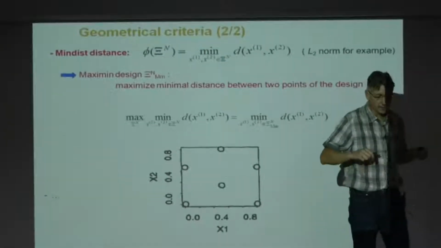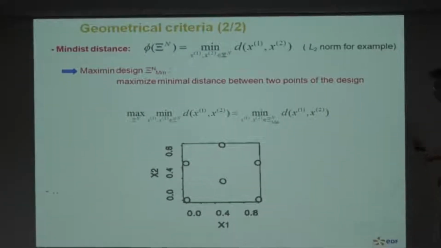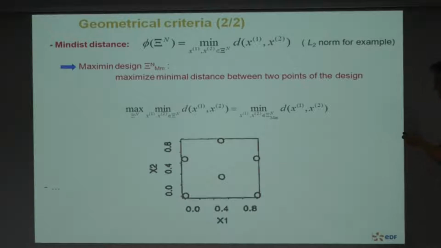And so the idea now is to maximize the minimal distance of points of the design. So first we define what we call the min-dis distance. Min-dis distance is the minimal distance between points of the design. So you test the distances of all the pairs of the points of the design, and you take the minimal. And the design that we look for is the maximin design. This is the one which maximizes this minimal distance.